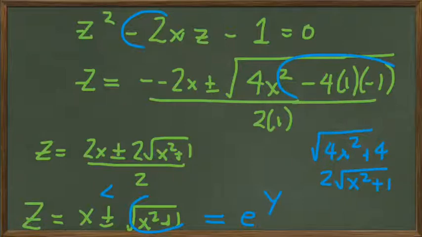Because if we think about it, if we ignored the plus 1, the square root of x squared would be x. But since there's a plus 1 in there, the square root of that term is bigger than x. So this term right here is bigger than x, and so we can throw that away because e to the y is always positive.